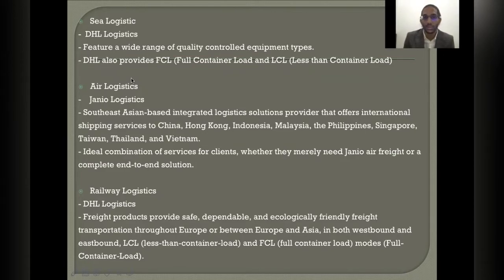Last will be our backup plan, which is our railway logistic. In this, we also choose DHL Logistic as they are good at this. Their freight product provides safe, dependable, and ecologically friendly freight transportation to Europe and between Europe and Asia, so it is easier for us as a backup plan. In both westbound and eastbound, they have services like LCL, less than container load, and FCL, which is full container load modes.